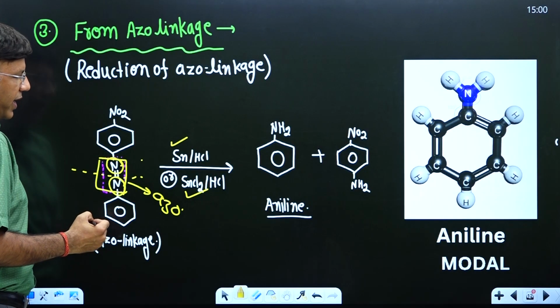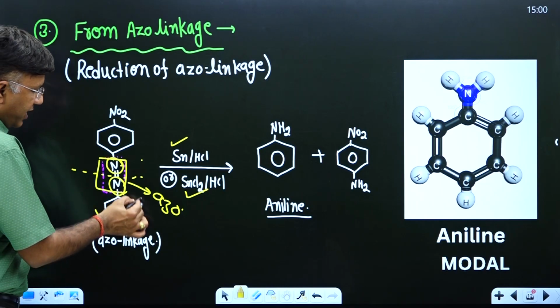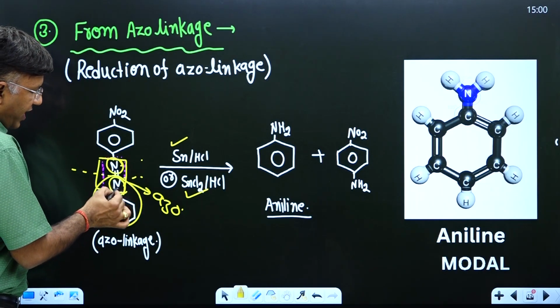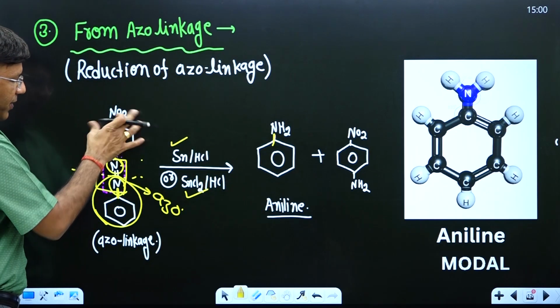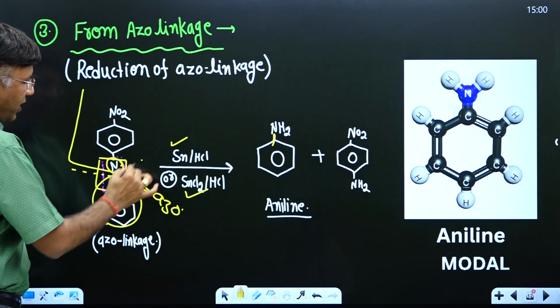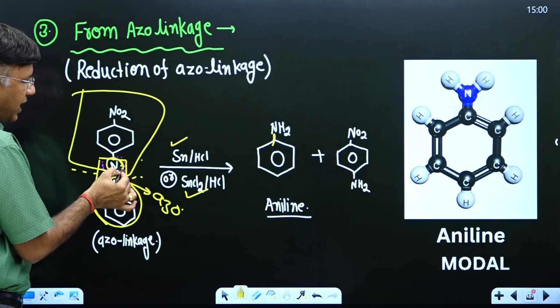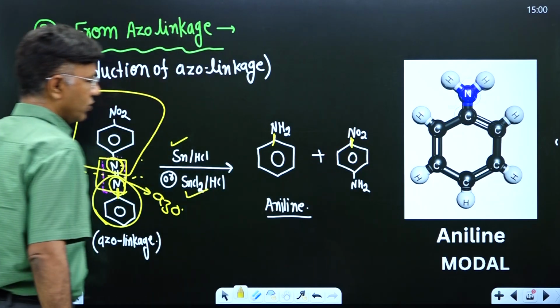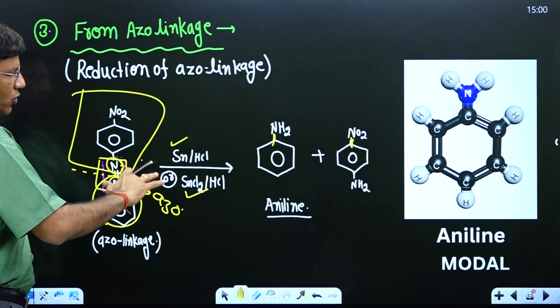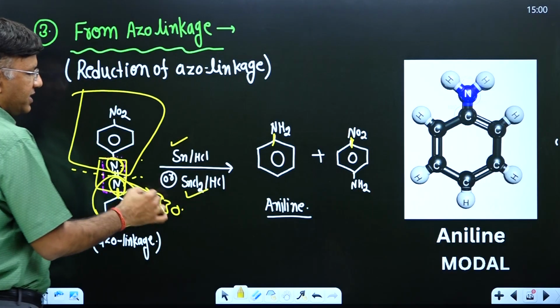This will convert into NH2. This means this will convert into aniline. Phenyl ring and nitrogen, this will convert into aniline. And what about the upper part? This upper part will also convert into NH2, meaning aniline, but there is a nitro group, therefore this will form. So it is just a cleavage of azo group by Sn/HCl, meaning metal acid.